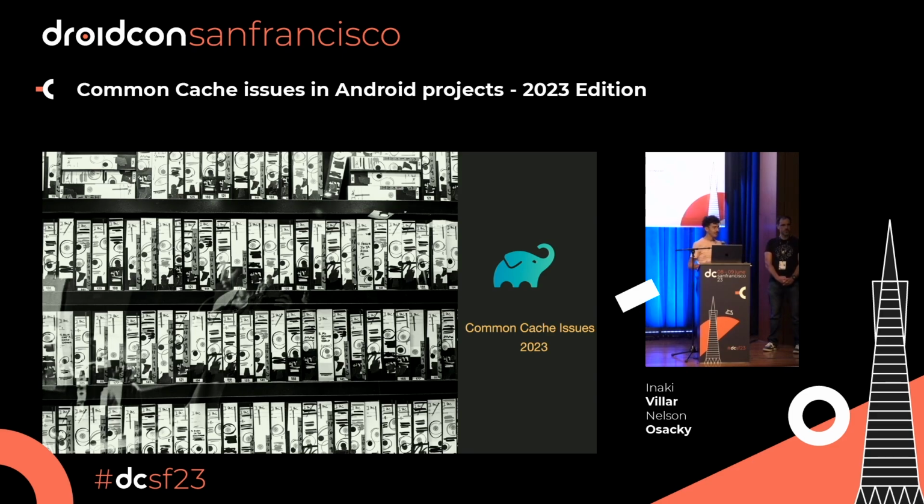I don't know if anyone here has attended some of our previous talks, but we love talking about cache misses and caching issues in Gradle builds.